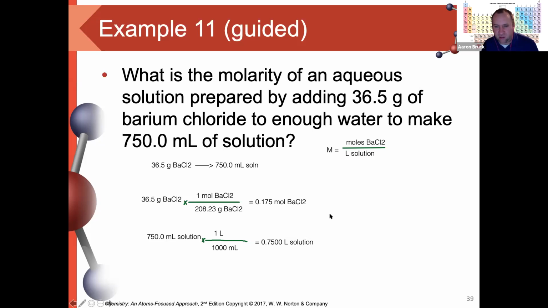And so the last step here would be to use the molarity equation. Molarity is equal to 0.175 moles of barium chloride divided by 0.7500 liters of solution. And to three significant figures, 0.175 divided by 0.75, I get 0.233 molar barium chloride solution.